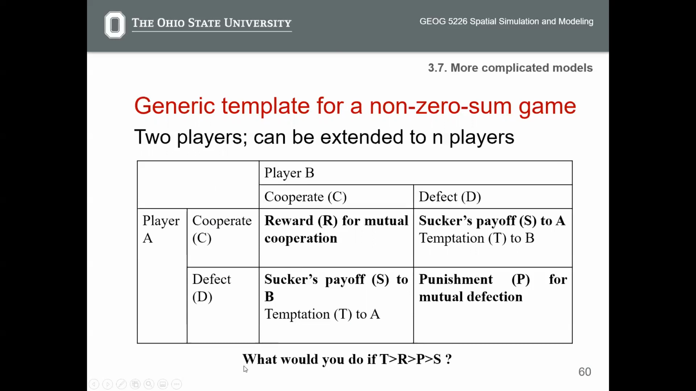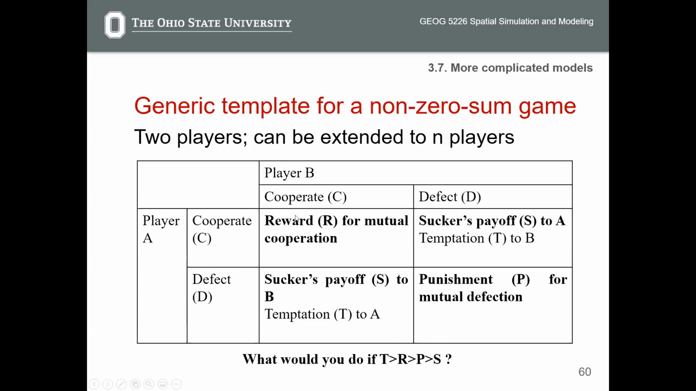Before we start, let's just set some rules for rewards. There are 4 levels of reward: T, R, P, S. T is the largest reward, then R, then P, then S. Obviously, if you were one of these two players, you want to get T. The least result you want is S. Okay, so we have player A, player B. Each one can cooperate or defect.